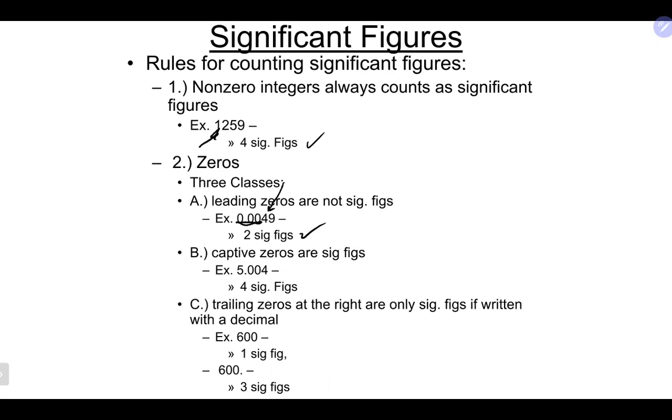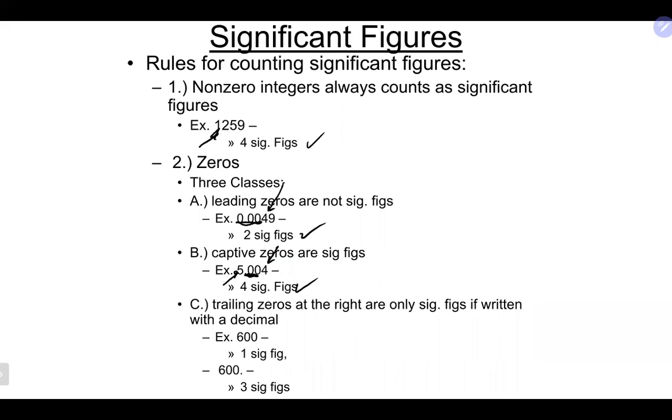Then we have zeros sometimes referred to as trapped zeros or counted zeros, and those are zeros between two non-zero numbers, always significant. In this case, start counting at the 5. These zeros would count because they're trapped, and the 4 would, which means this number would have 4 significant figures.